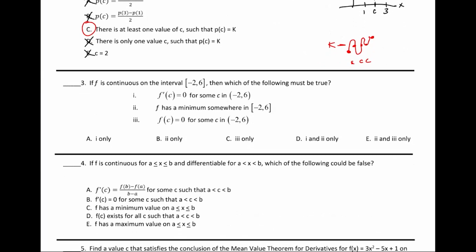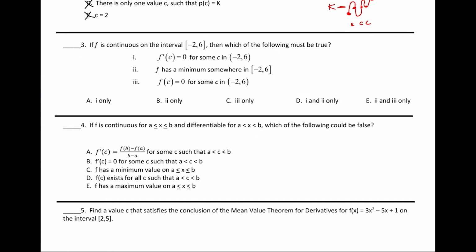Number 3 says, if f is continuous on the interval -2 to 6, then which of the following must be true? First, that the derivative has to be 0 for some c. Well, we can pretty easily sketch an example, or we'll call it a counterexample, where that's not the case. So if I have 2 points from here to here, and it's continuous, I could just draw a straight line in between there. We don't have a slope of 0 anywhere on there, so it's definitely not going to be 1.